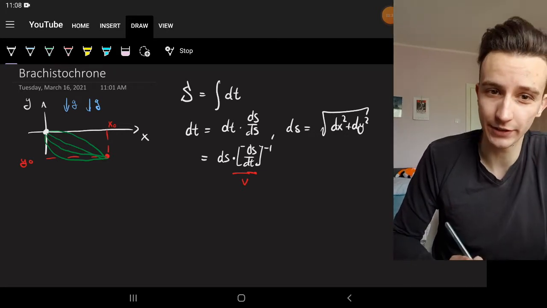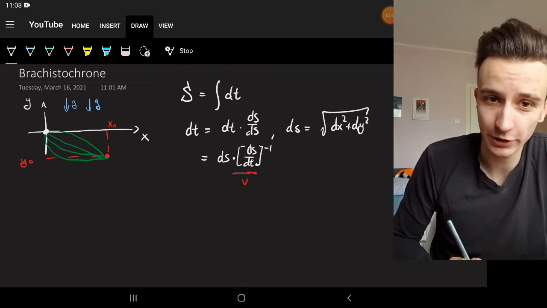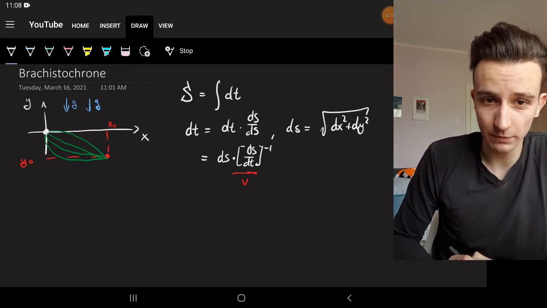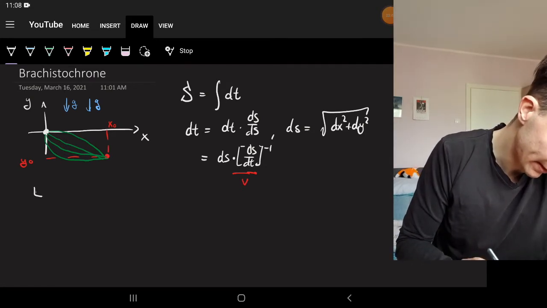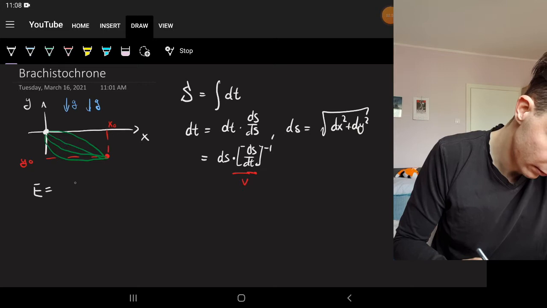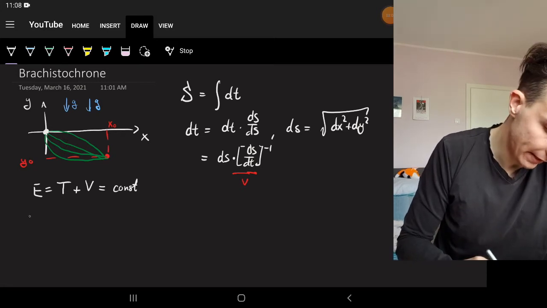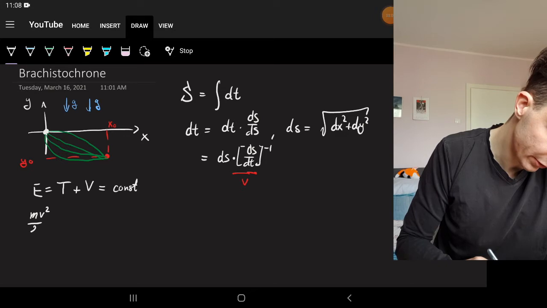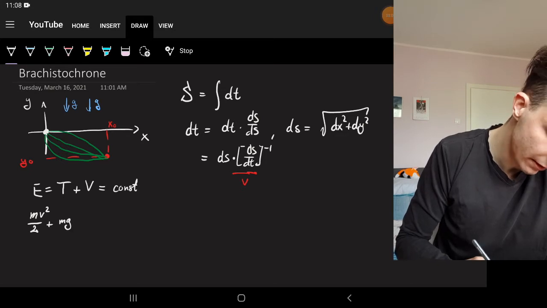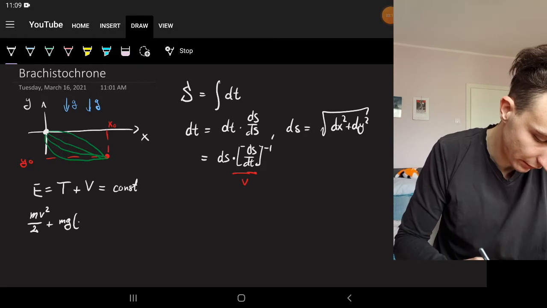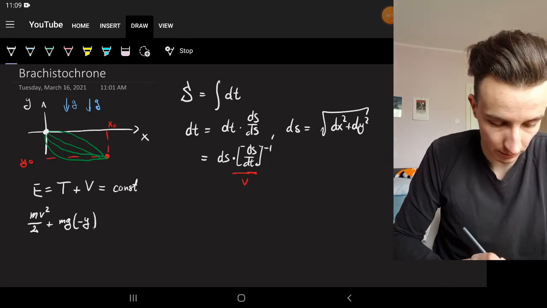Since energy is conserved here in this problem, there's no friction, there's no heat, there's no external field except for the potential, then we have that the kinetic energy T plus the potential energy V is constant. And that means that mv squared over 2 plus mg, and then notice that the potential is weaker the smaller y gets, so I'm going to write it as this, mg minus y.